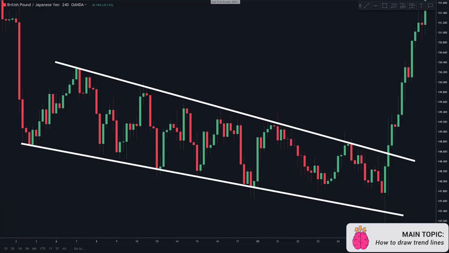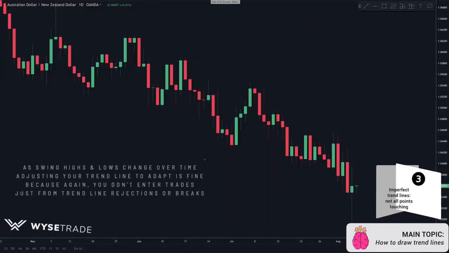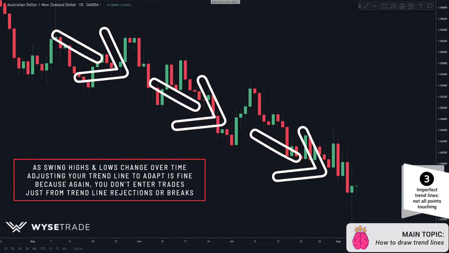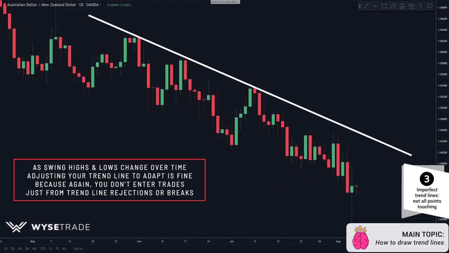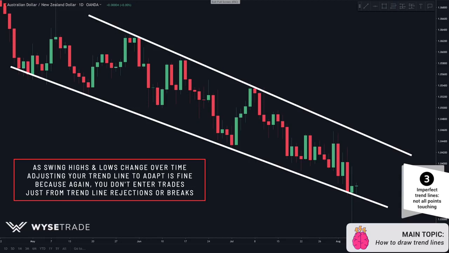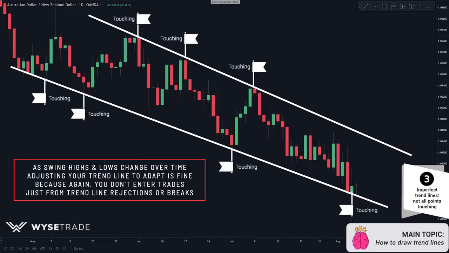So let's go to another example. So here we have our clear moving downtrend. We place our trend line along the top, connecting the swing highs, and we place our trend line along the bottom, connecting the swing lows. Now again, notice the points that we were able to connect with the trend line and the points that didn't quite reach the trend line, which again is fine.